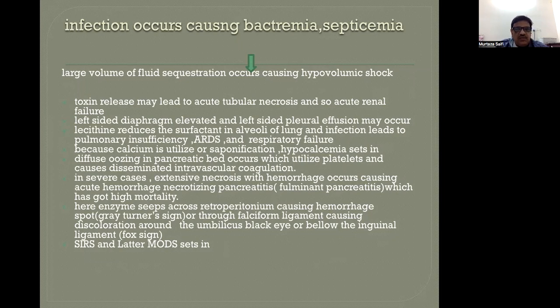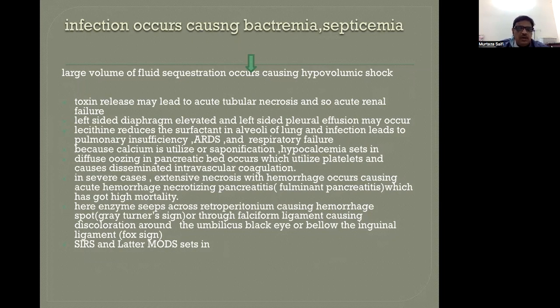Lecithin radicals are surfactant in the alveoli of the lung, and infection leads to pulmonary insufficiency, which may cause ARDS and respiratory failure. Because calcium is utilized for saponification, hypocalcemia sets in. Diffuse oozing in the pancreatic bed occurs, which utilizes platelets and causes disseminated intravascular coagulation. In severe cases, extensive necrosis with hemorrhage occurs, causing acute hemorrhagic necrotizing pancreatitis, or we can say fulminating pancreatitis, which has high mortality.